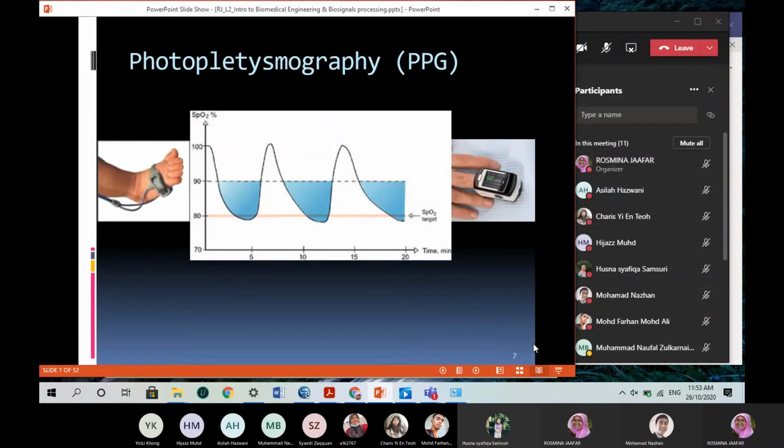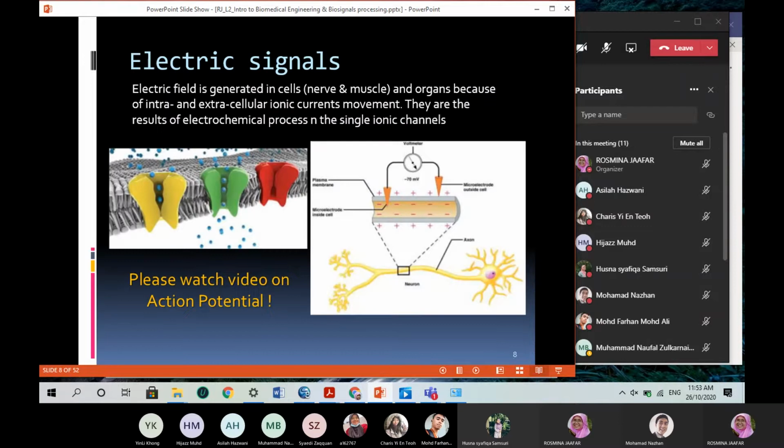Next slide will be on electric signal. Last week we learned on Thursday class, I did some demo on PPG signals. So today we want to explore the electric signals.